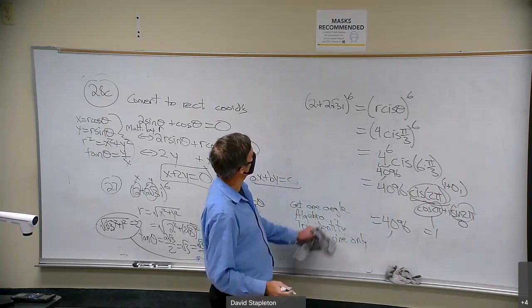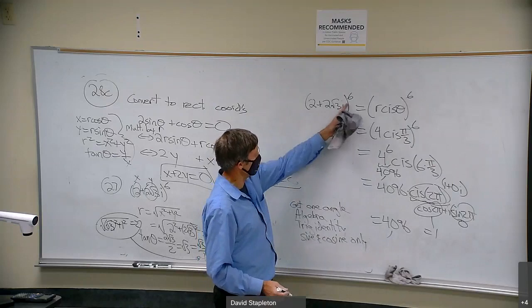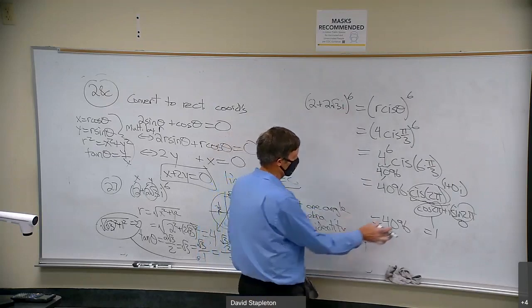All right, so, boy, you take this 2 plus 2 square root of 3i to the 6th power, you actually get 4,096, a real number.